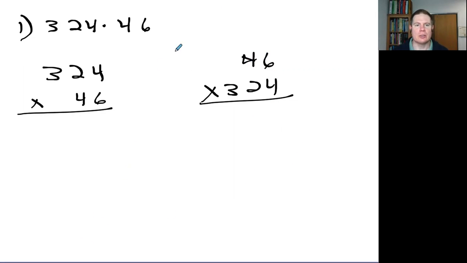So let's get into this. 6 times 4 is 24. 6 times 2 is 12, plus 2 is 14. 6 times 3 is 18, plus 1 is 19. I'm going to move over to the tens place, so I'll put my placeholder. 4 times 4 is 16. 4 times 2 is 8. 8 plus 1 is 9. 4 times 3 is 12. And it's just 12. I didn't have to carry because 9 is a single digit number.